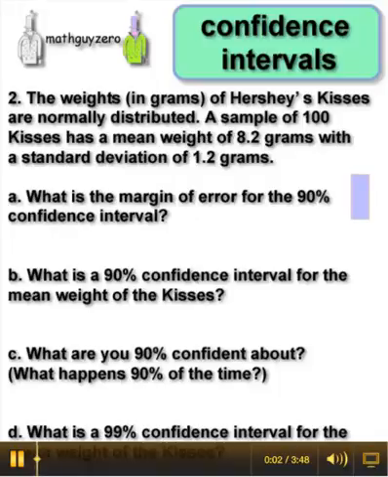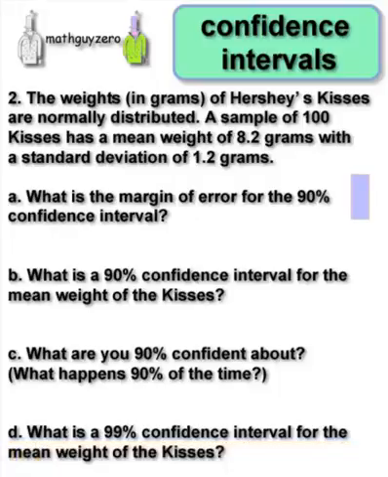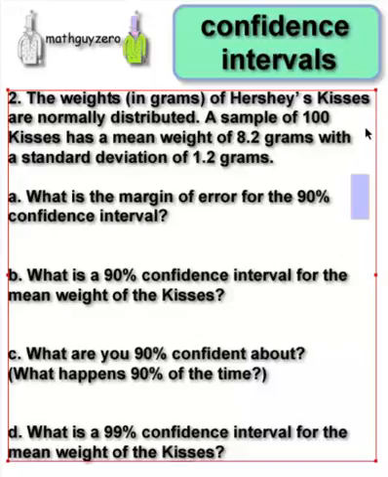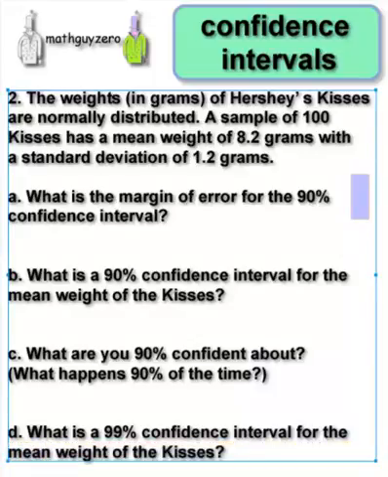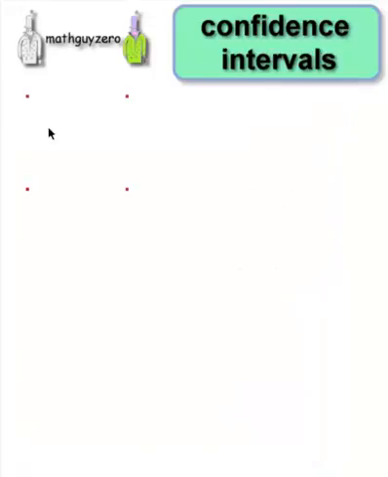Confidence intervals are built with margin of error, so let's go ahead and work all these problems at the same time. So the first question is they want a margin of error for a 90% confidence interval. So the margin of error formula is plus or minus the Z star, the critical value corresponding to the level of confidence.